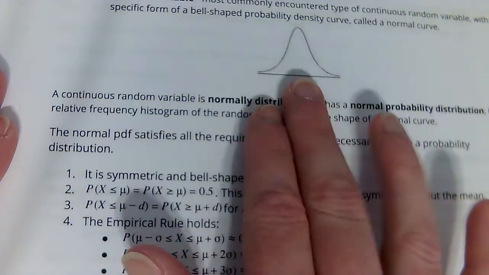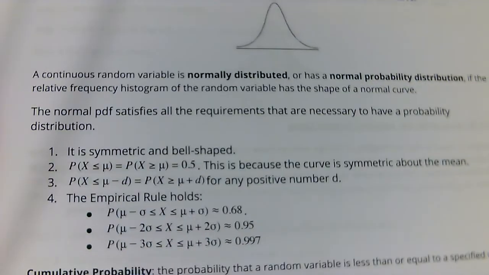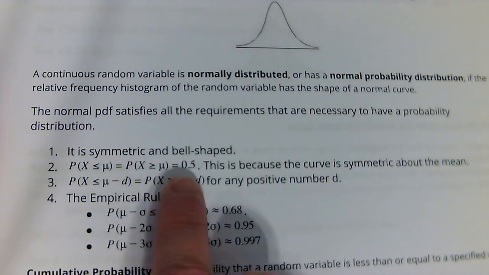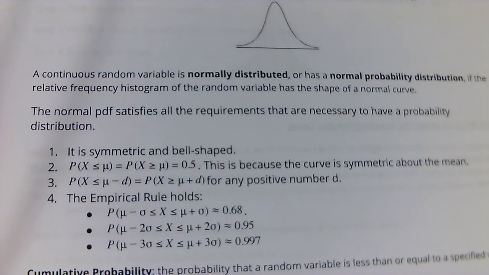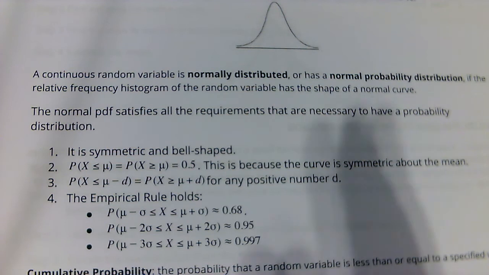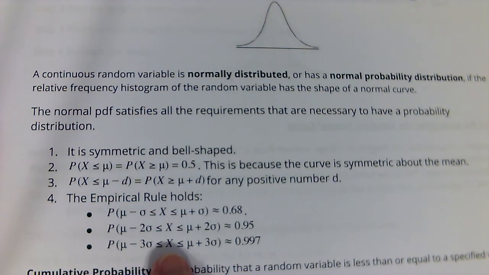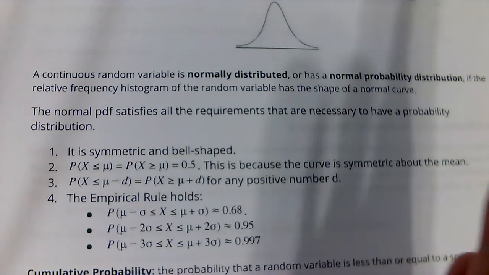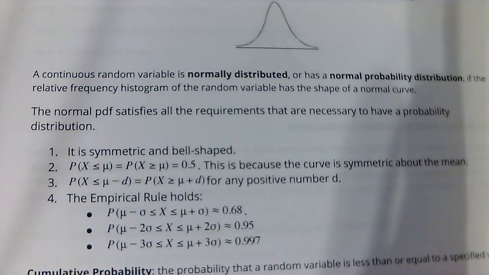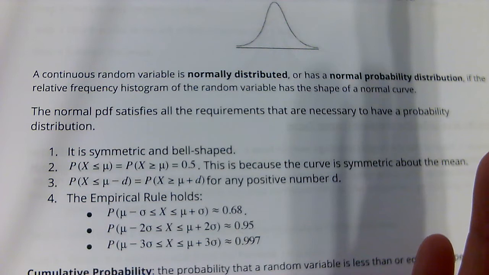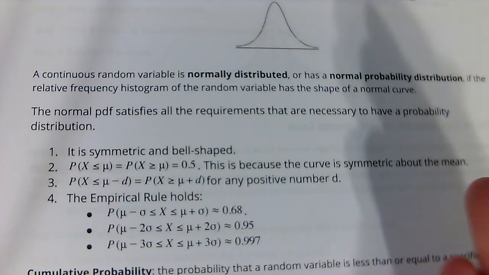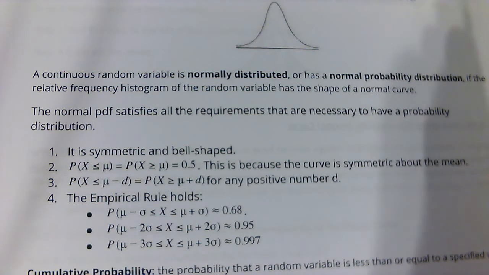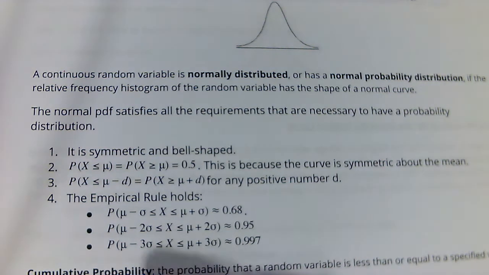It's symmetric. Left and the right sides are equal. Half of it is on one side of the mean, and half of it is the other, so very symmetrical. We also have the empirical rule, that 68% is within 1 standard deviation, 95% is in 2 standard deviations, and 99.7% are within 3 standard deviations from the mean. So the empirical rule does apply.